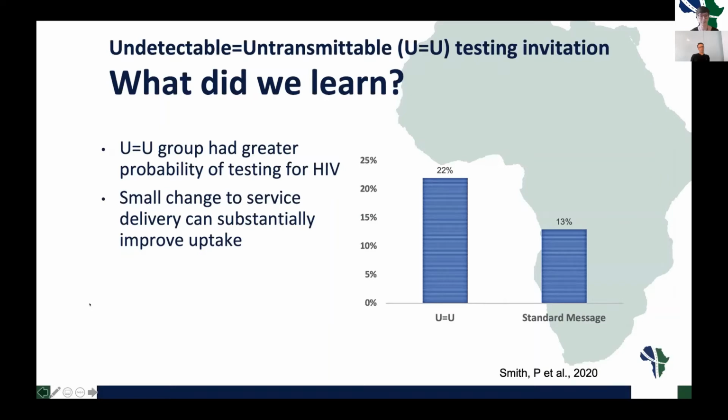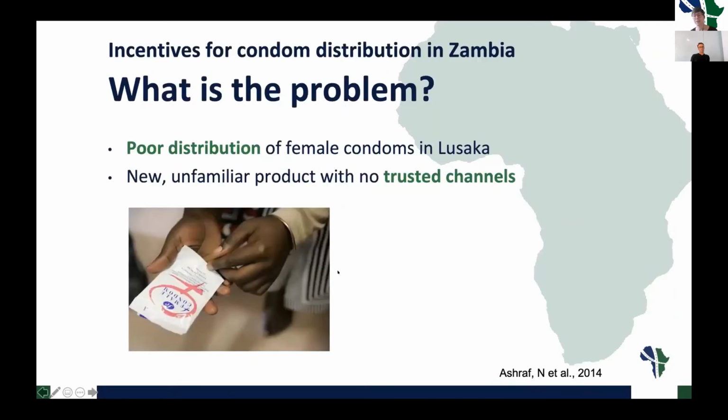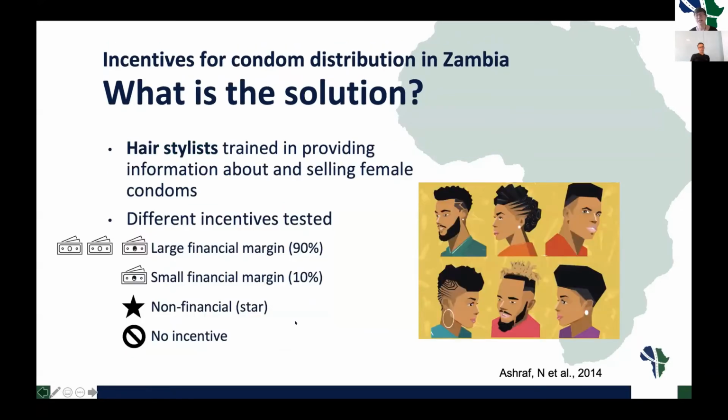And the last example is from a project in Zambia that Nava Ashraf did several years ago, trying to promote use of female condoms, which were kind of a new product. People really weren't sure about them, didn't have existing trusted channels to distribute those. And because it was a new product, people needed it to be promoted in a novel way. And their idea was to train hairstylists, who are seeing women frequently, to both provide information and be a seller. They could actually distribute and sell the condoms to their hairstyling clients.